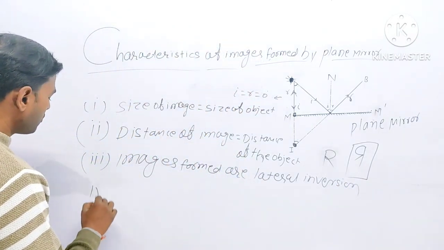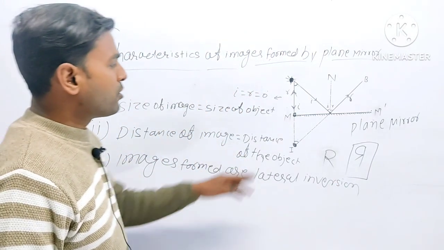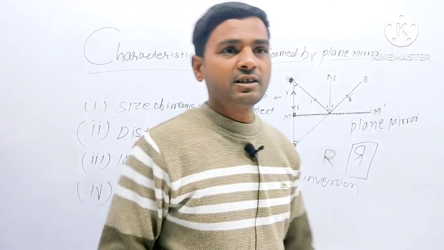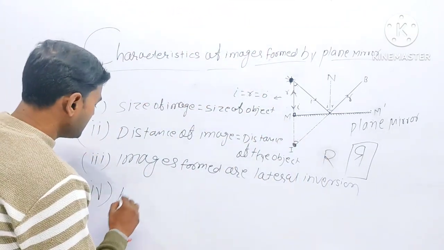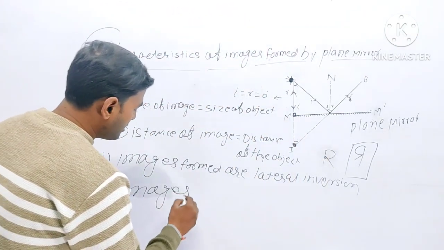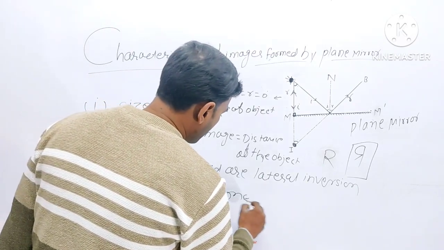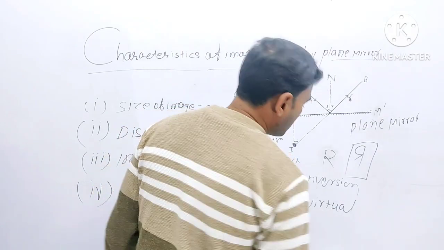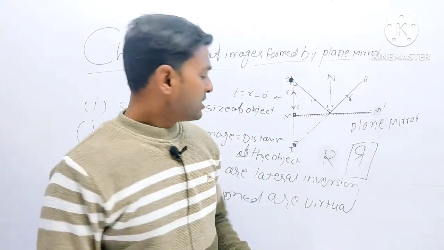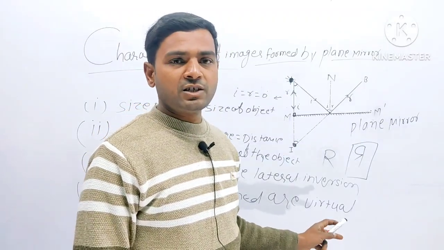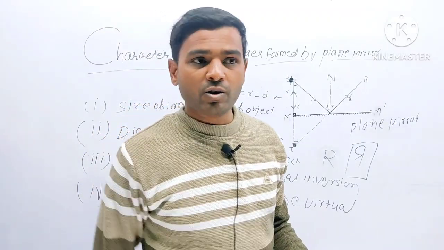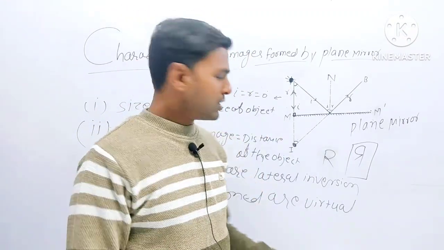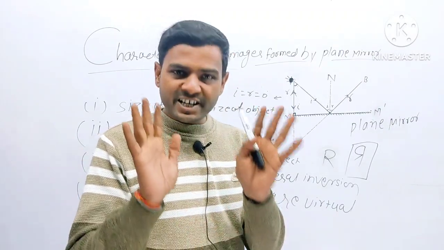Now the fourth characteristic is that the images formed by a plane mirror are virtual images. So we cannot see these images on a screen. Only real images we can see on a screen. Virtual images are not possible to see on a screen.